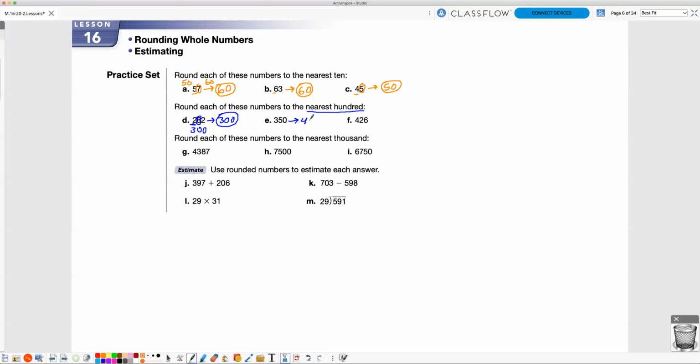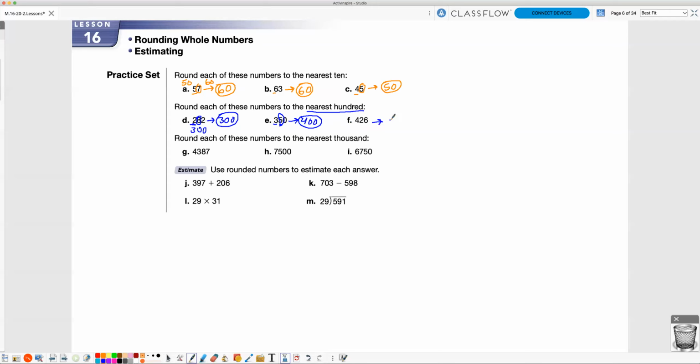This one should have been 400. 400 would be your answer because this is a 5 or greater. So this digit right here would be circled, and this digit is underlined. You have to add 1 to the 3 to make it a 4, and then drop those other 2 digits and turn them into zeros. What about F?